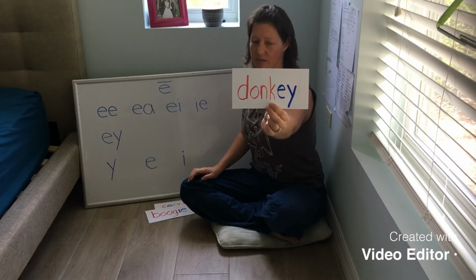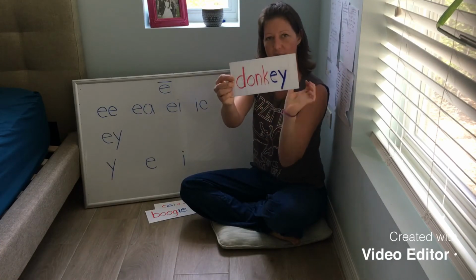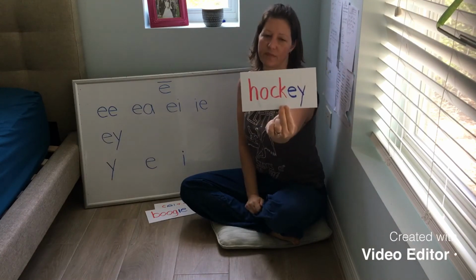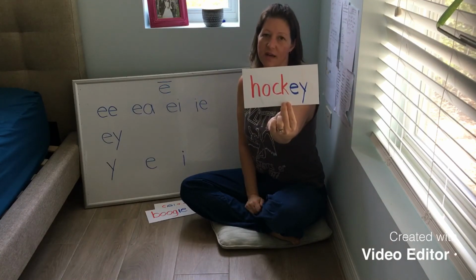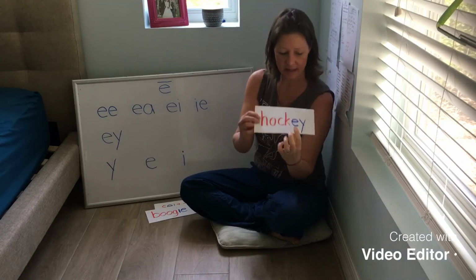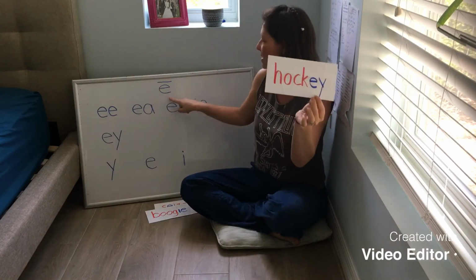Donkey, that's right. Donkey, in the word donkey, E-Y makes the E sound, the long E sound. And hockey, a Canadian's favorite sport, eh? In hockey, we see the phonogram E-Y again making the E sound.